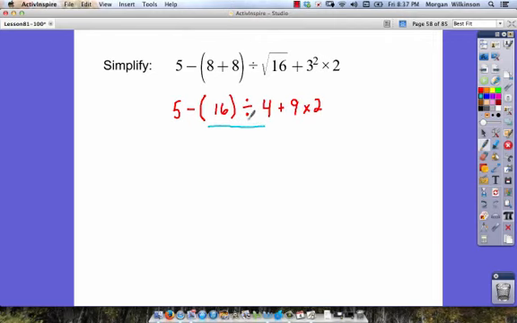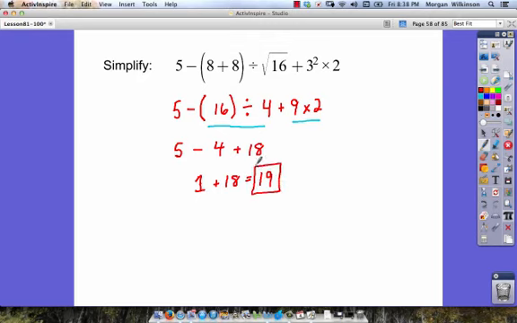And then following the division, we're going to multiply because we multiply and divide from left to right. So let's do those. We're going to get 5 minus 16 divided by 4. That's 4, plus 9 times 2, because we multiply before we add, we're going to get 18. Now when we add and subtract, we always go from left to right, just like we read a book. 5 minus 4, that's 1. So we're going to get 1 plus 18. That leads us to our final answer of 19.